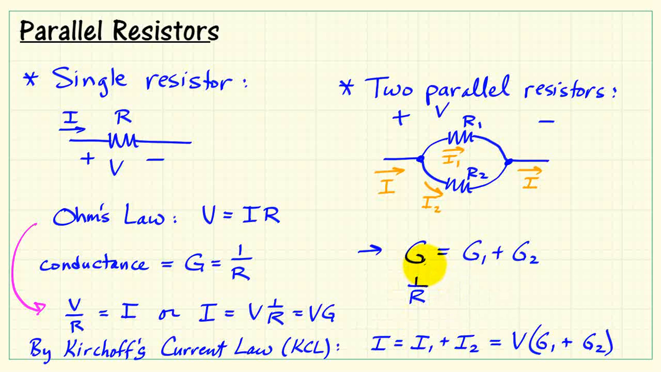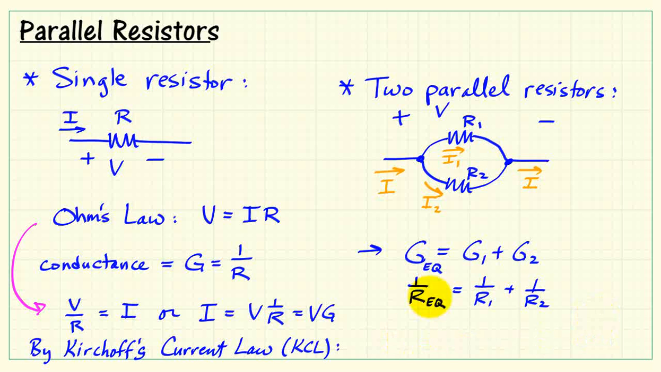Rewriting G as 1 over R, we find that the reciprocal of the equivalent resistance is the sum of the reciprocals of the individual resistors that are in parallel. Solving for equivalent resistance, we have this expression for two parallel resistors.